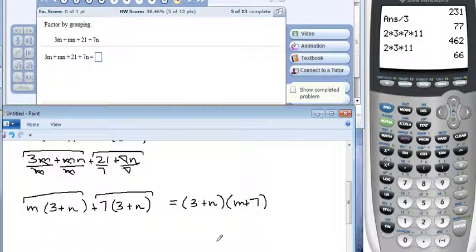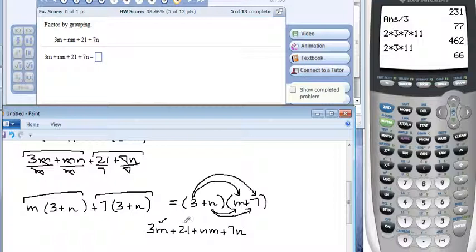So what I'm going to do is redistribute. I'm going to refoil to see if I've got back. There's my 3m. There's a positive 21. There's an nm. And there's a 7n. Now, is it the same? Yes, it's not in the same order, but who cares, right? Addition is commutative. 2 plus 3 is 3 plus 2. So just check for terms and signs.